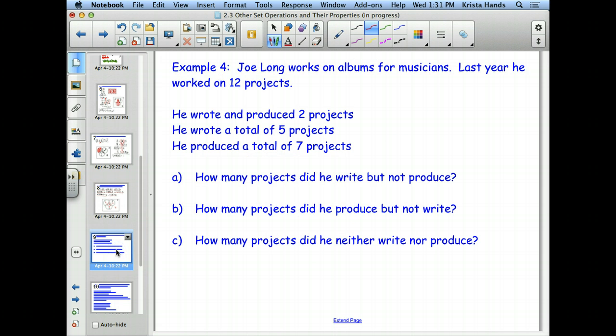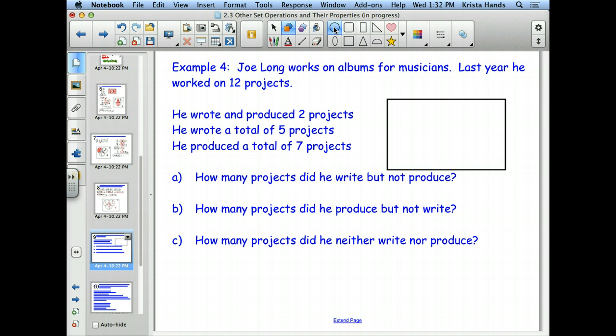All right. Joe Long works on albums for musicians. Last year he worked on 12 projects. He wrote and produced 2. He wrote 5. He produced 7. How many projects did he write and not produce, produce and not write, neither write nor produce? So there's 2 different things Joe does. What does he do in this description? He writes or produces. So when I'm drawing my picture, I've got this rectangle, and how many circles do I need to have in it? 2.